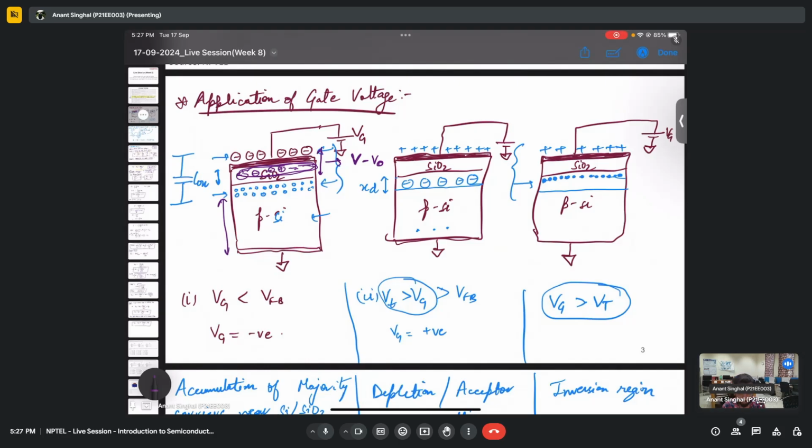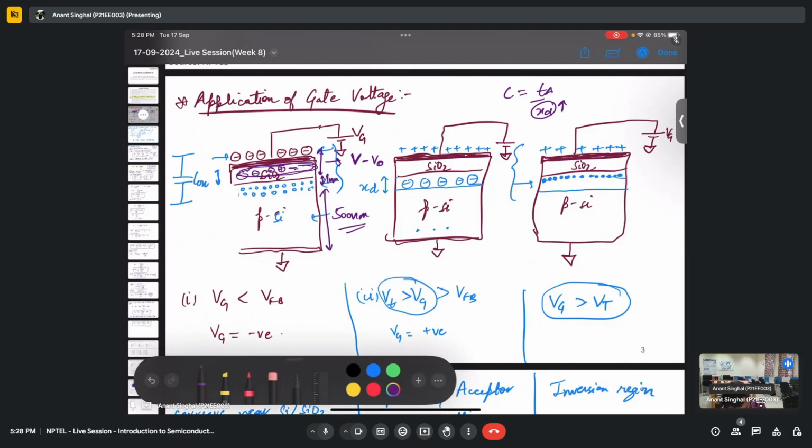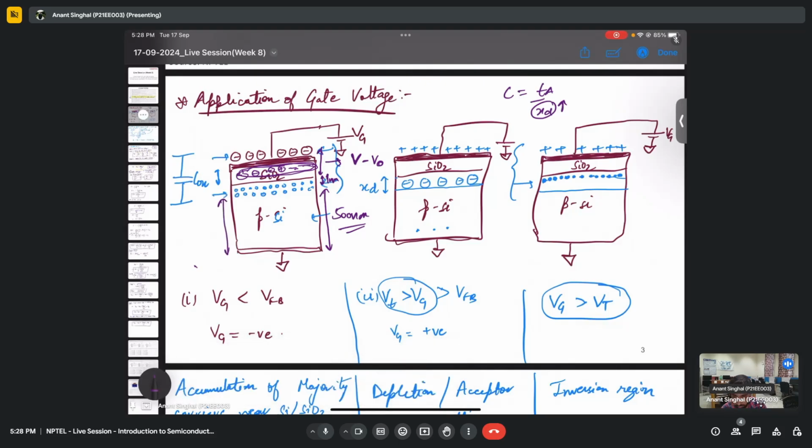In general, in any case, we don't consider it. Practically, the width in which the holes are accumulated is 1 nanometer, so we are treating it as a metal layer, and this particular substrate in practice is, let's say, maybe 500 nanometer. Due to this very large width, the capacitance, which is epsilon A by xd, will have very little effect on the results. That is why in general we don't even consider it for any case.